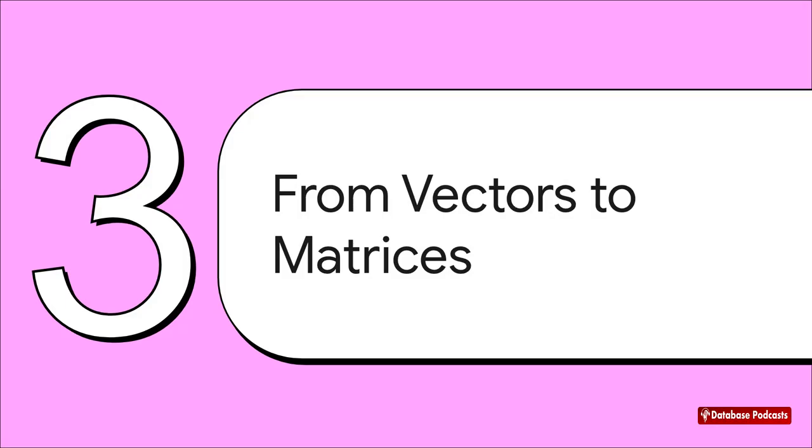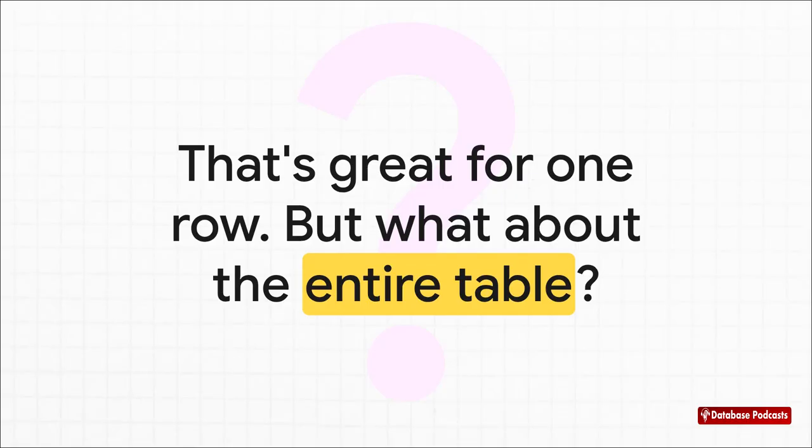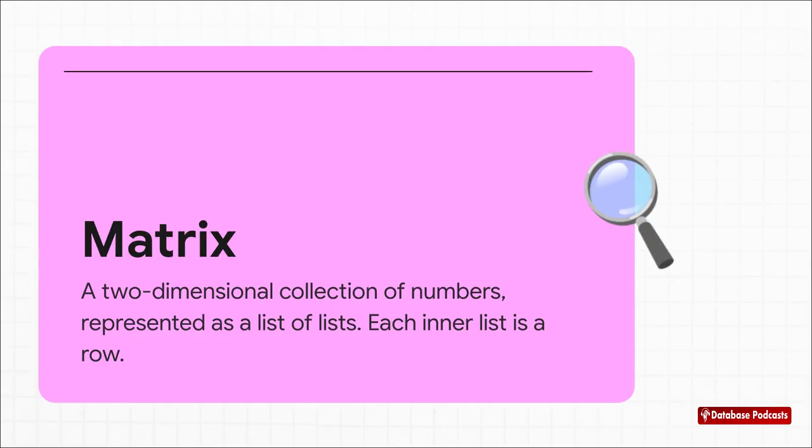All right, that's awesome for one row of data, but what about the whole shebang? What about the entire table? Exactly. A real-world database isn't just one row. We're talking thousands, maybe millions of them. We need a way to wrap our heads around that whole collection of vectors all at once. And the answer to that is something called a matrix.